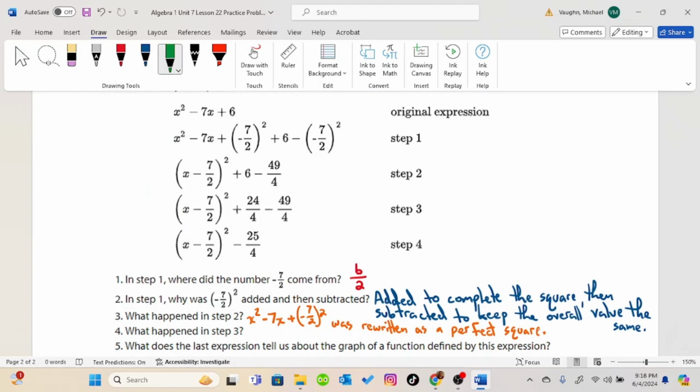Number 4, what happened in step 3? 6 was rewritten to have a denominator of 4. That way we could subtract 49/4 from it.